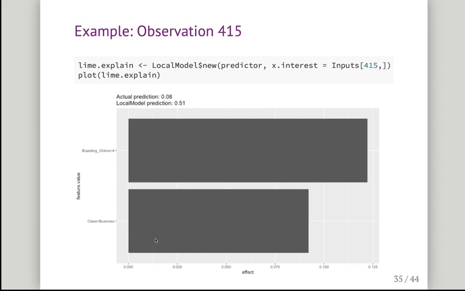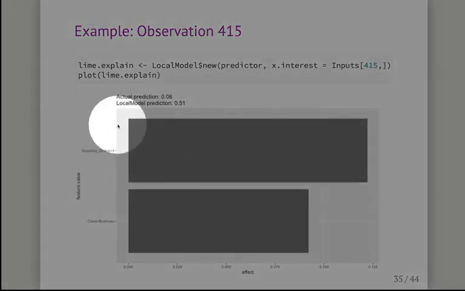Looking at a second customer, this is observation 415, our actual machine learning model, so our black box model, predicted a satisfaction probability of about 0.08. The local model predicted a much higher satisfaction for them, so it missed pretty dramatically. Features that contributed to this local model prediction in a big way are the boarding online. This customer was very happy with their online boarding. This customer was also traveling for business.